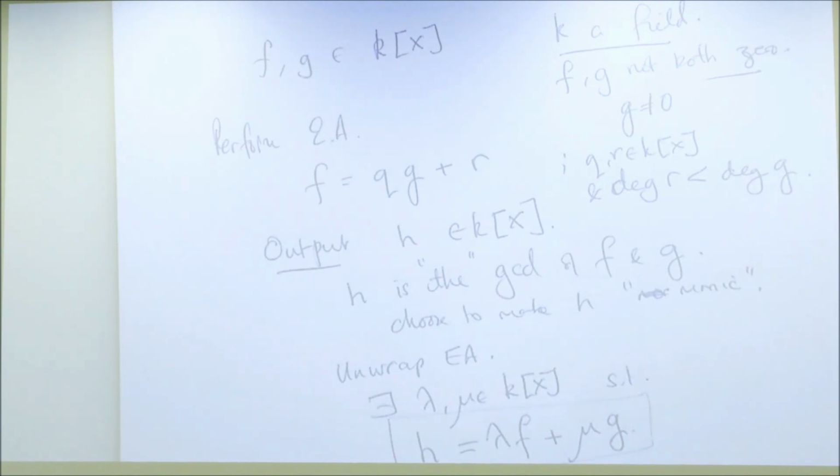And 2 doesn't divide 5, so the answer is 0. Right. Now, that was easy.